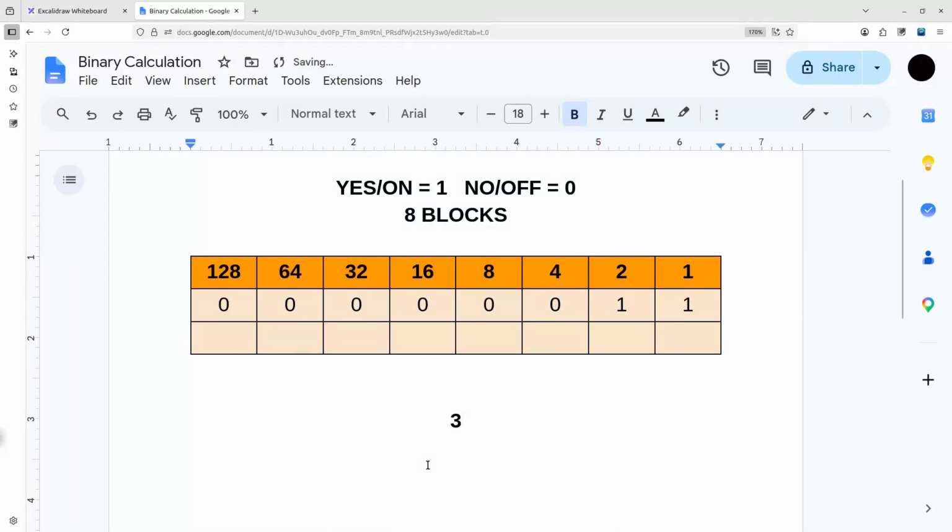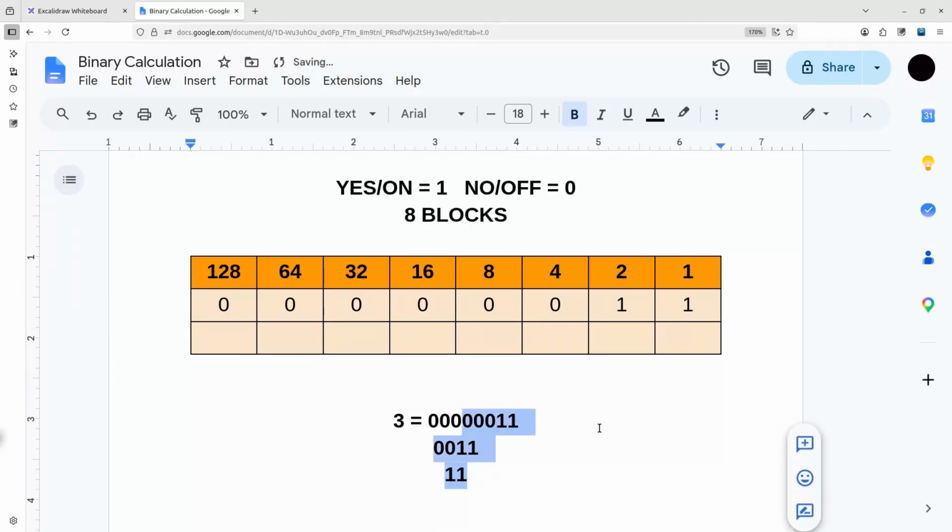So you see, the binary of 3 will be 1, 2, 3, 4, 5, 6, 7, 8 blocks, with zeros in the leading positions. It can also be 0, 0, 1, 1, also a valid binary number. Also 1, 1.